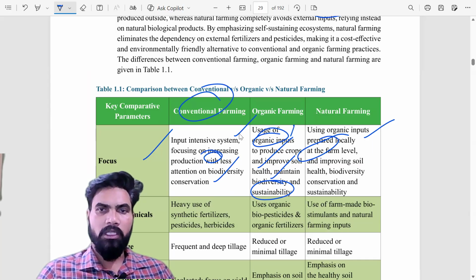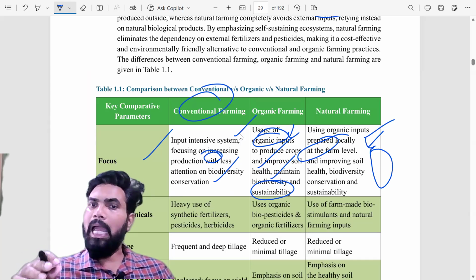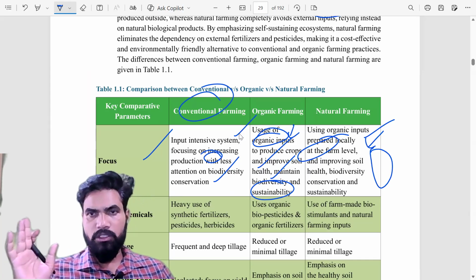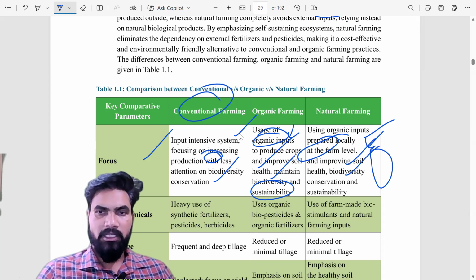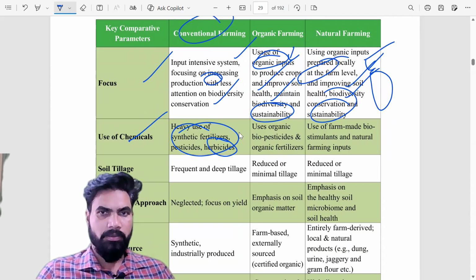Here also natural things are used, but here the things that are used are locally produced at the farm level. That is the difference between organic farming and natural farming. It also improves soil health, biodiversity conservation, and sustainability. In use of chemicals, heavy use of synthetic fertilizers, pesticides, and herbicides is there. Herbicides kill the unwanted weed crops.